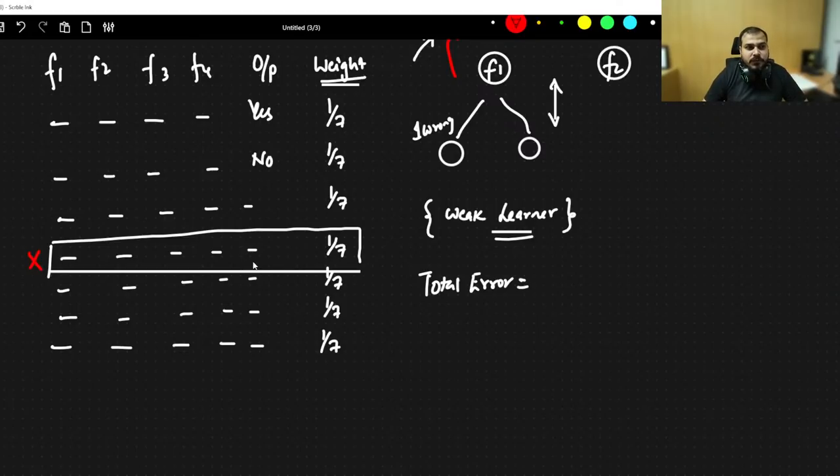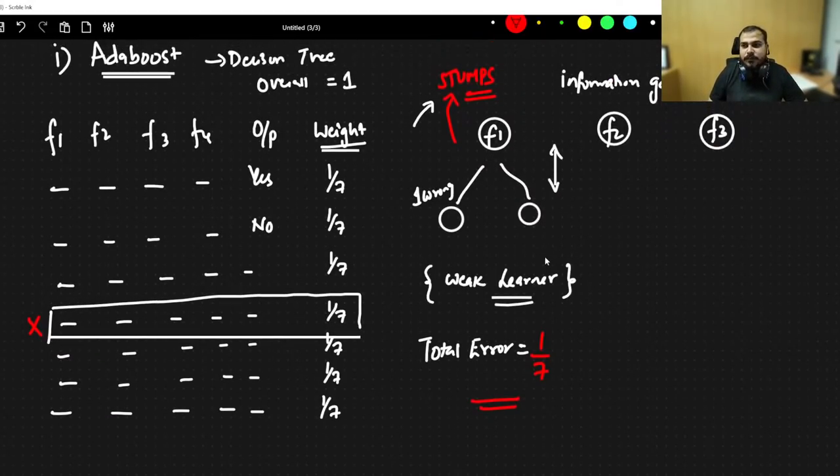So if I want to calculate the total error, how many of them are wrong? Only one is wrong. What is the weight of this? So I will write 1/7. This is my total error for this specific model, which is my stump, my F1 stump. Everybody clear till here? Just give me a confirmation.